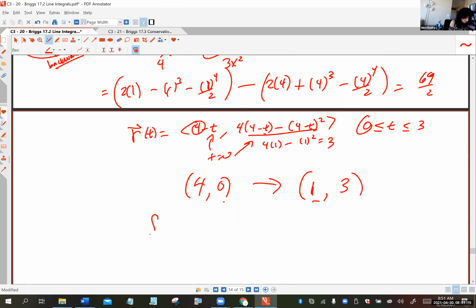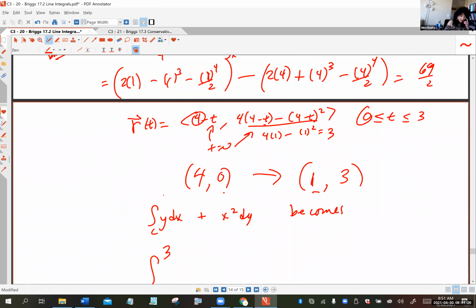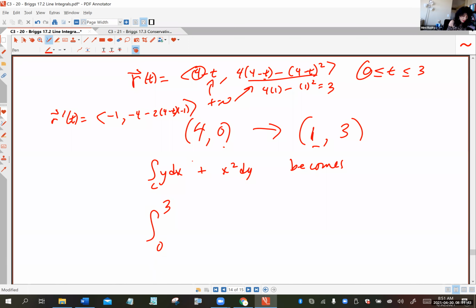So this is a different parameterization. And so what happens? Well, then this line integral y dx plus x squared dy becomes this line integral, where time goes forward. You're going to do everything in terms of t's now. So I'm going to get my r prime, and I'll have a -1 here. This is going to be 4 minus 2, 4 minus t times -1. It's going to be a little bit messier to do the substitution.